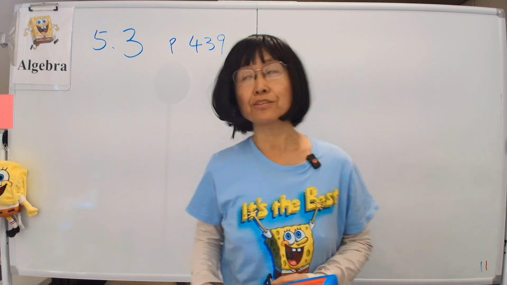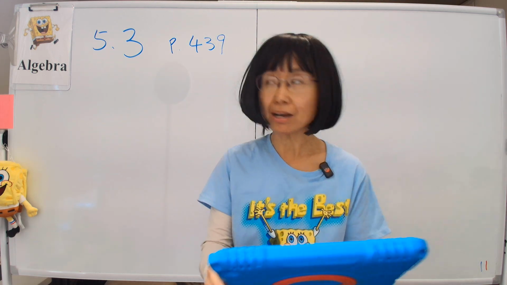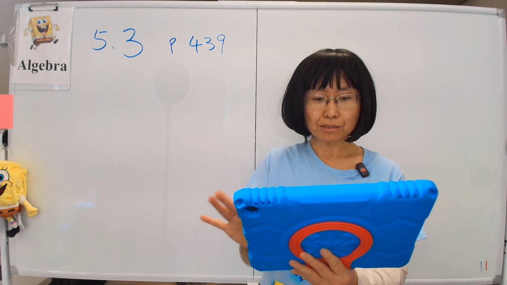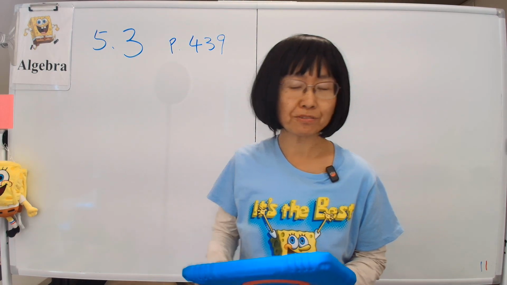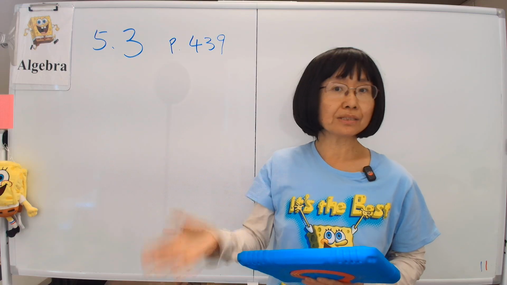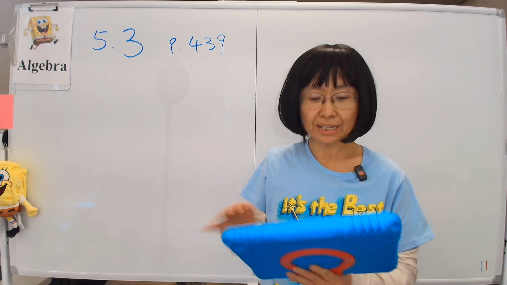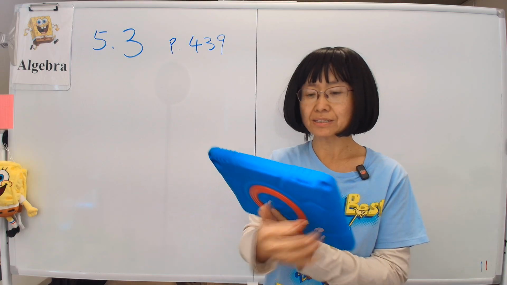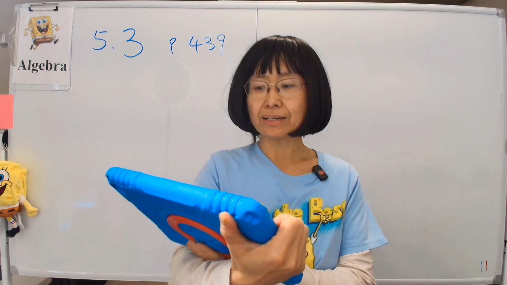Today we are going to do section 5.3 on page 439. So what are we doing? Graphs of polynomial functions. The polynomial functions look more or less the same. Okay, so let's look at example 1 to see some of the examples of what they look like.